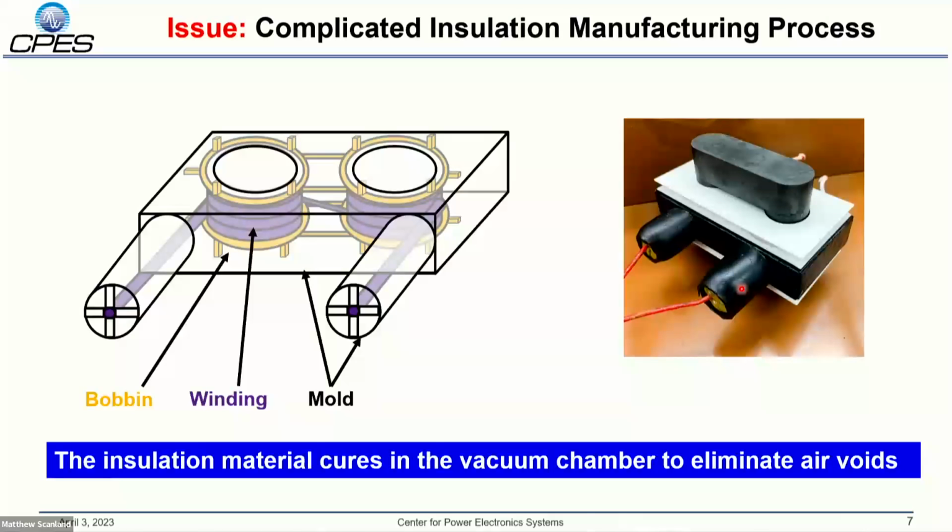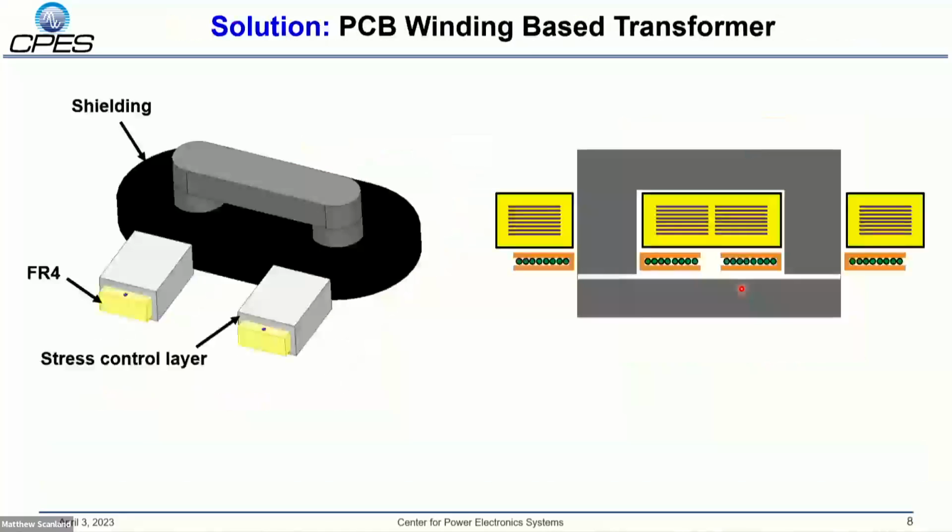So in order to avoid such a complicated manufacturing process, our solution is to use the PCB-winding-based transformer instead of the traditional Litz wire case. For the insulation structure, everything is quite similar.